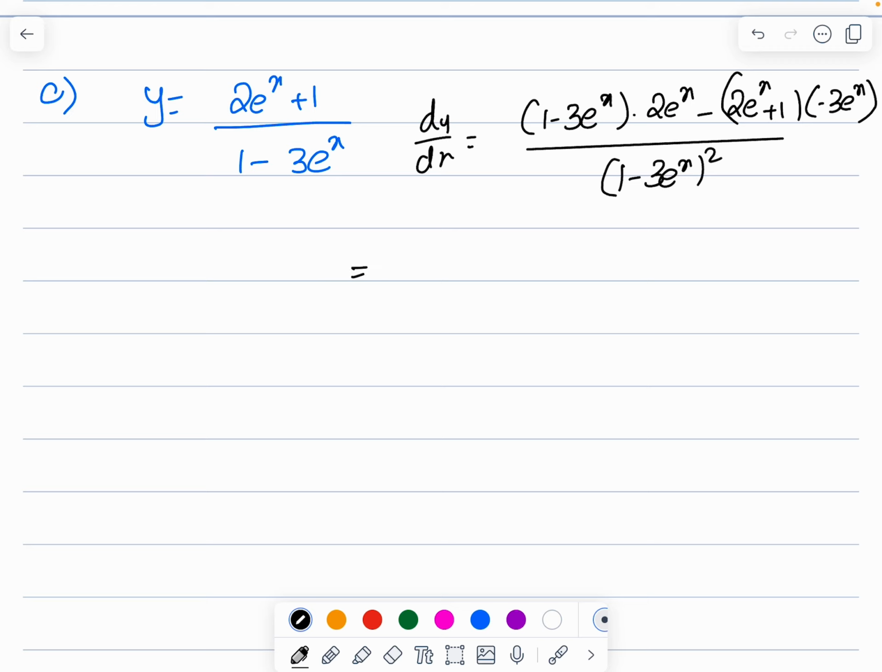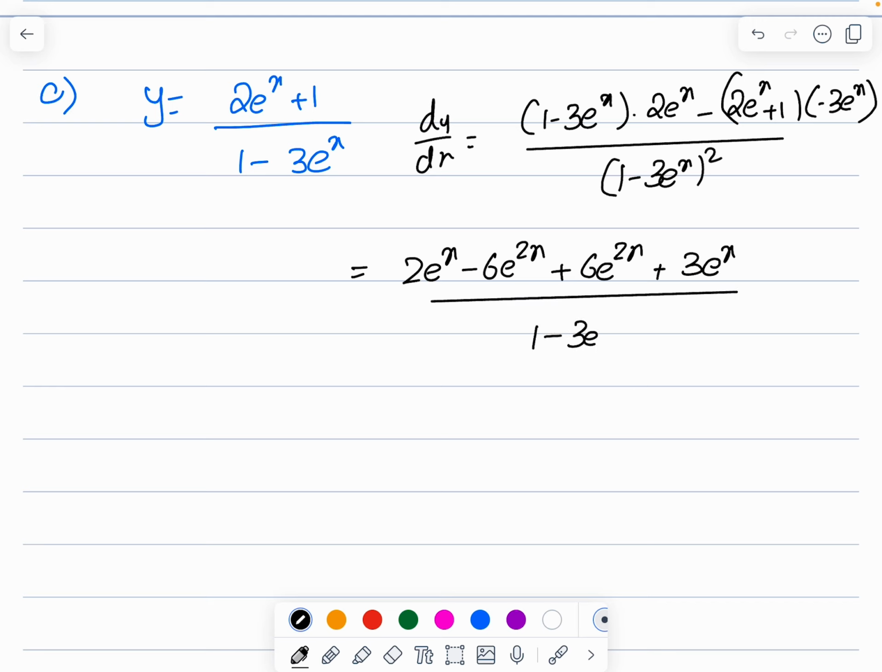So it should become 2e power x minus 6e power 2x plus 6e power 2x plus 3e power x divided by (1 minus 3e power x) whole square. So 6e power 2x and 6e power 2x get cancelled. 5e power x divided by (1 minus 3e power x) whole square. That's going to be the answer for part C.